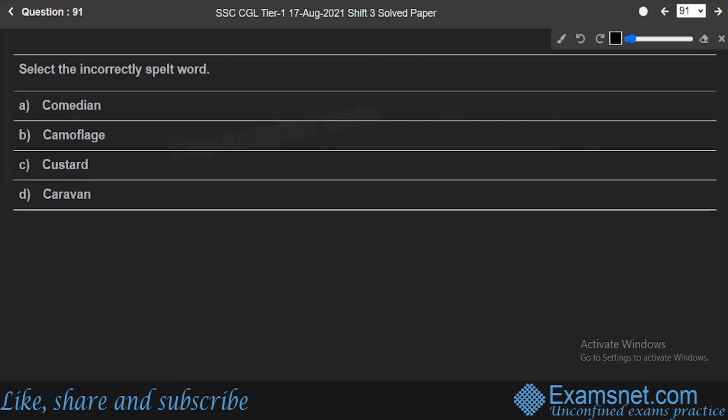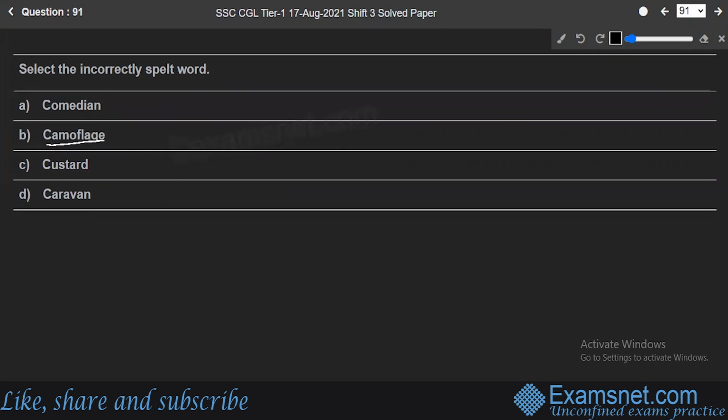Let's move to the next question, number 91. You have to select the incorrectly spelled word. Is it comedian, camouflage, custard, or caravan? Which is the correct answer to the question, which is the incorrectly spelled word? Let's see if you look at all these words one by one. The correct answer is camouflage.